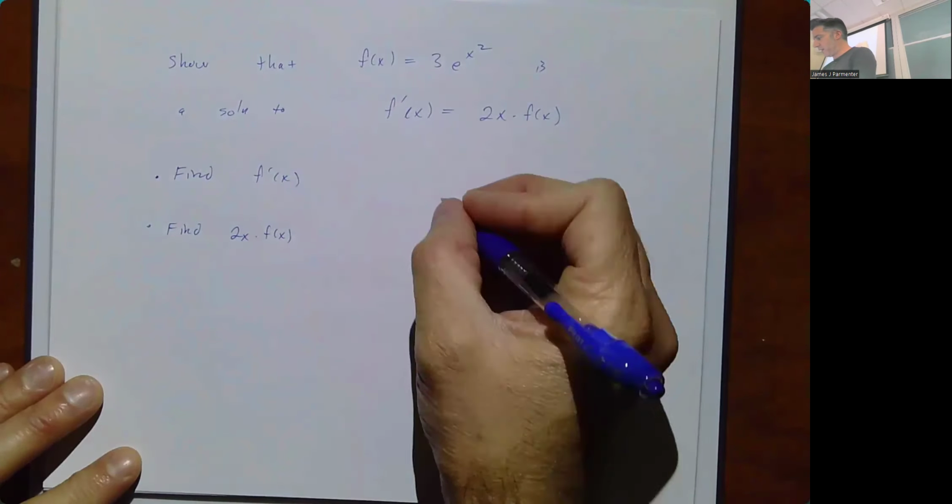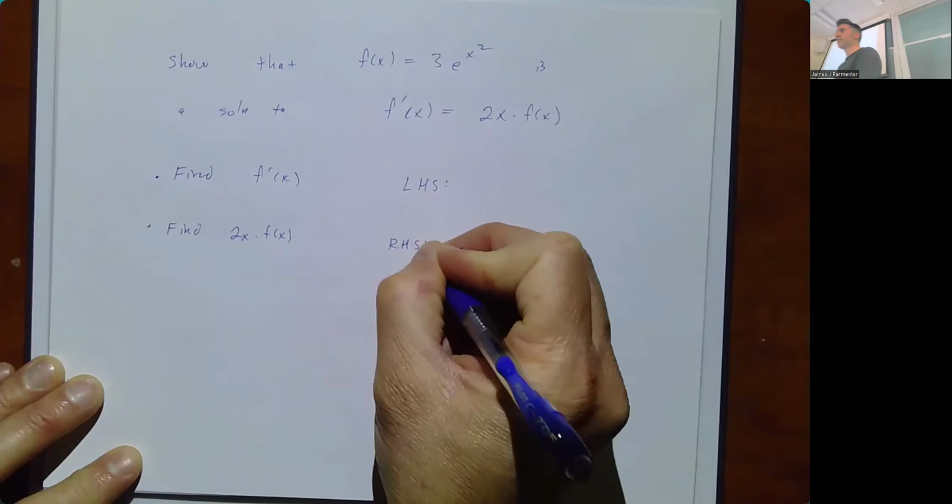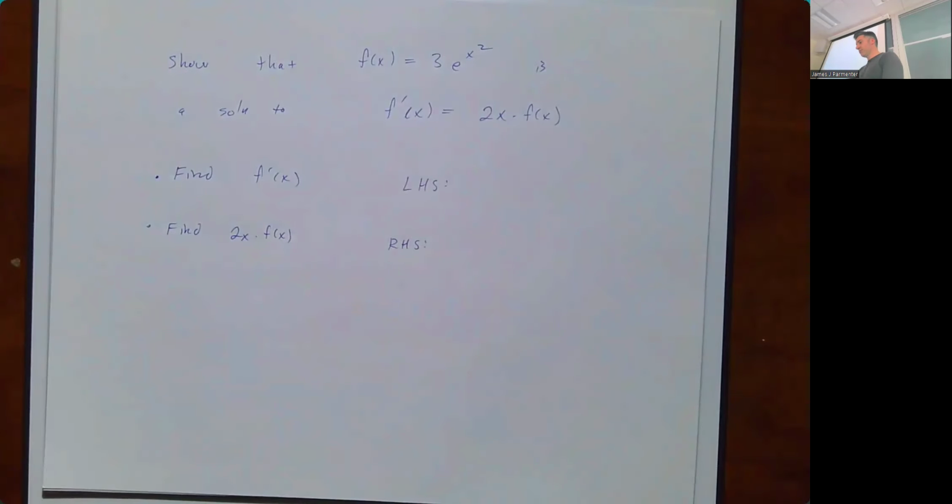Or as I think Burke might be writing it, the left-hand side and the right-hand side. So I want everybody to find the derivative of 3e to the x squared. I remind you of the chain rule. The derivative of e to the stuff is e to the stuff times the derivative of the stuff.